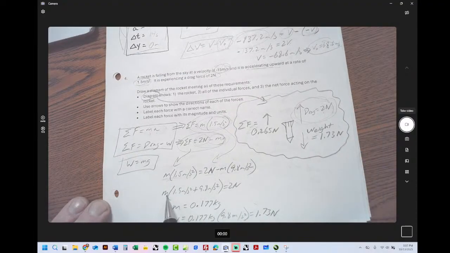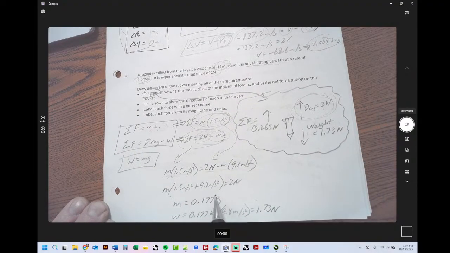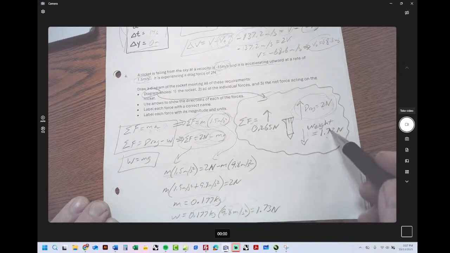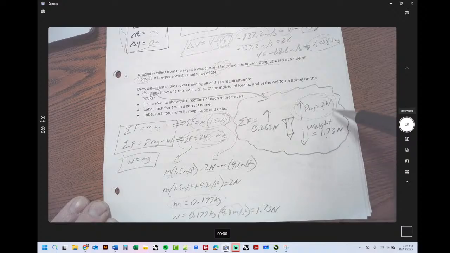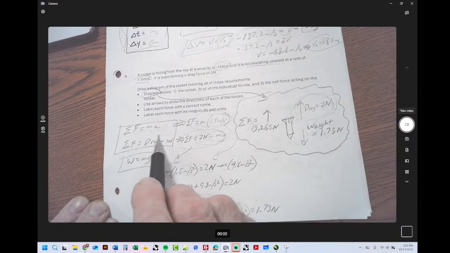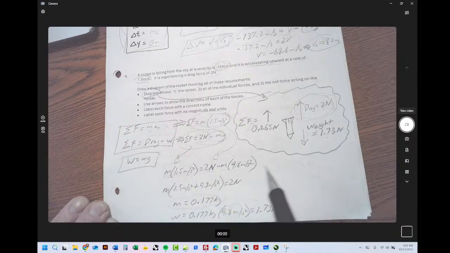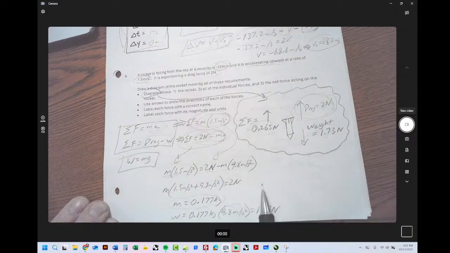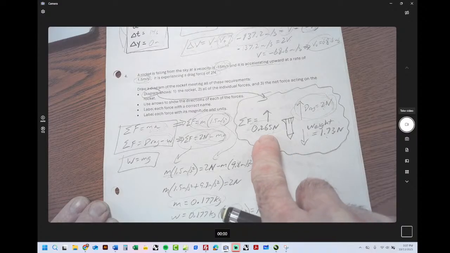And I can solve for m. So when you solve for m, you get 0.177 kilograms, and that allows me to calculate the weight. The weight is mass times g, 1.73. And once I have those 2 forces, then I can put them back in here and get the net force. The net force is going to be 2 minus 1.73, and that is 0.265. So now I have all the forces.